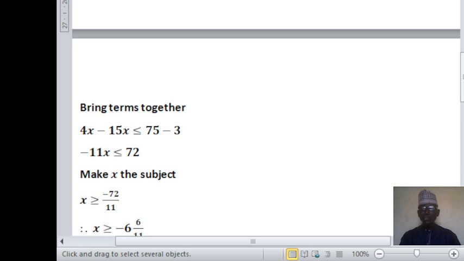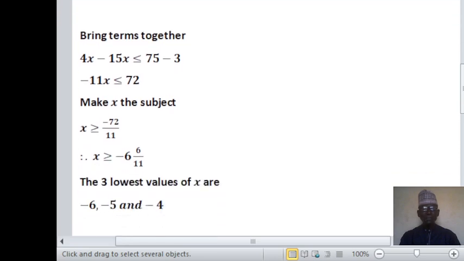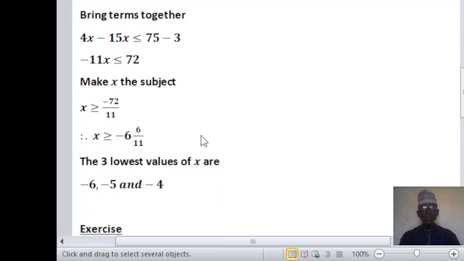What do you do now? You make x the subject of the formula. Now if you take the coefficient to the other side, the sign will change automatically. Look at it. We assume that you are taking this to the other side. When you bring it, you go with the minus. It's minus, which is supposed to be. You have x greater than or equal to minus 72 divided by 11.